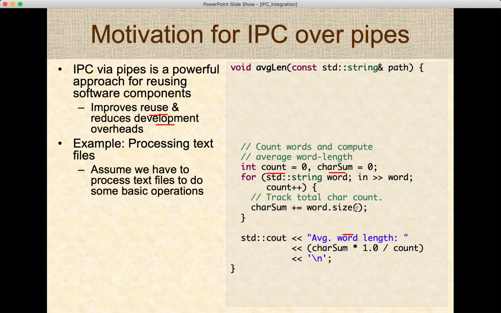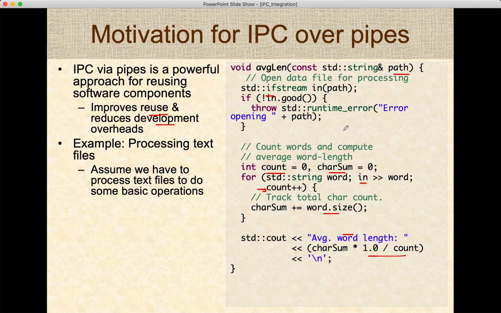Here we're going to use a simple for loop, which is going to read words from some input stream, and it's going to track the number of words it has encountered, and then of course track the total number of characters in each word, so that we can then do a simple math and print the average word count. Of course, here we're going to open a file using an input file stream, where the path of the file is specified as a parameter to this method. And of course, it's always a good idea to ensure that we are able to successfully open the file for processing. So this is a very basic, very simple text processing application.